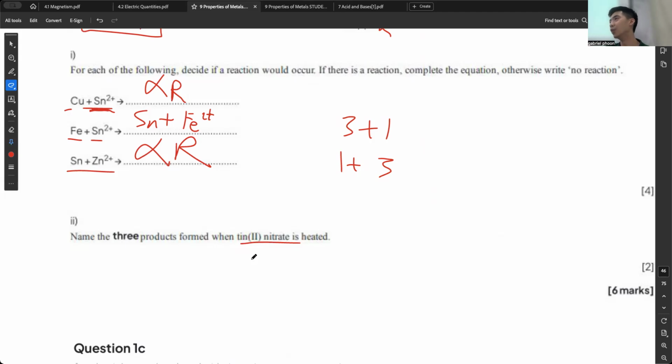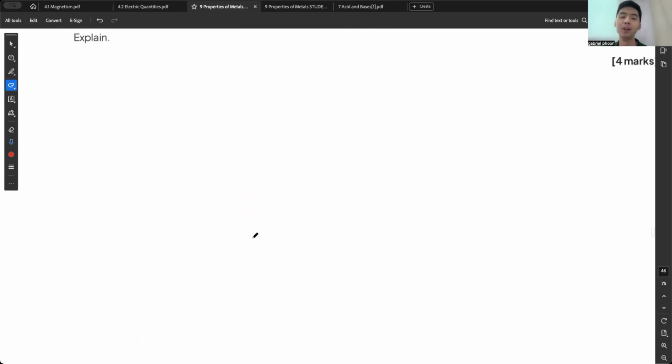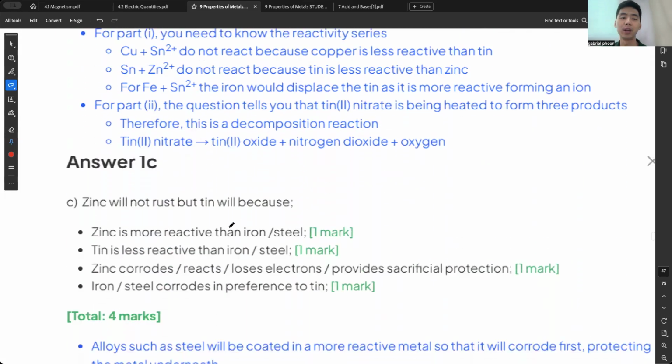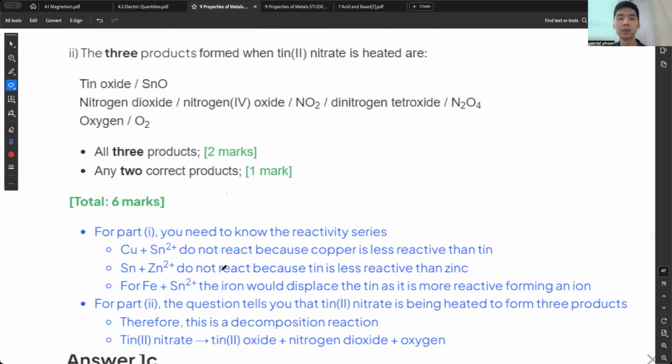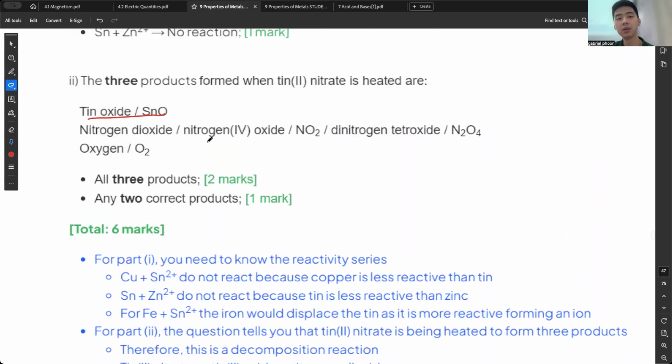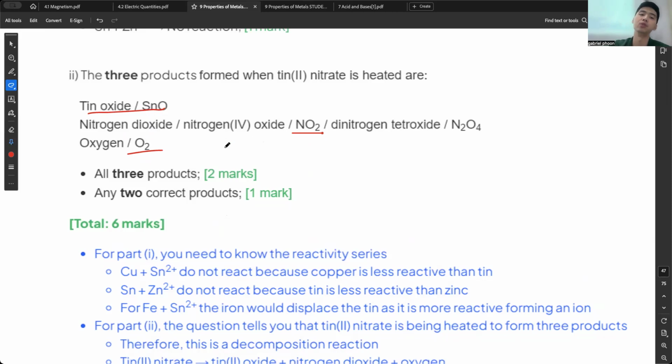After a while you know what to write, but for now you have to gamble a little bit. That's my answer, tin oxide. Actually, they give multiple answers. You can write multiple ones, but usually for decomposition there will be oxygen, unless there's carbonate, then there's carbon dioxide. Yes, write these 3 down. You just have to have the idea that it breaks into 3 things.